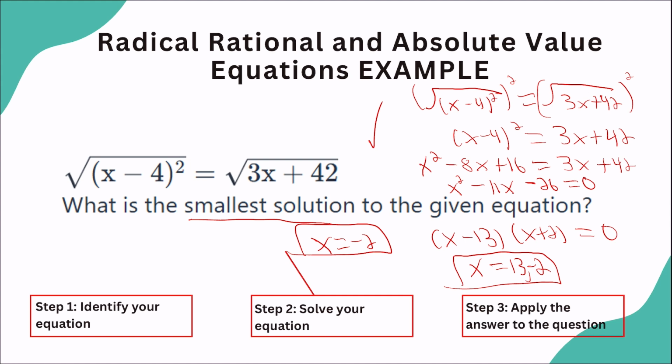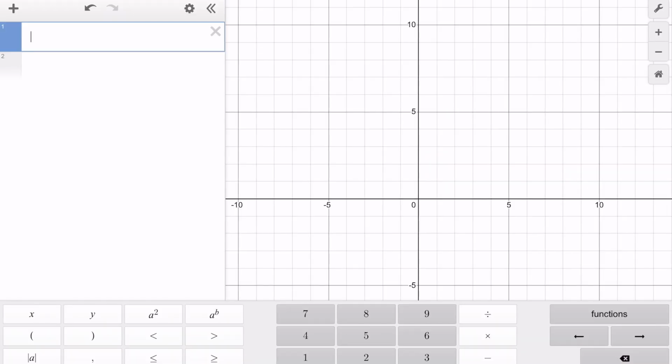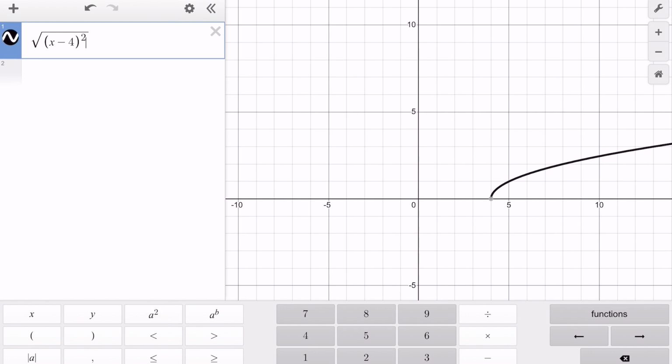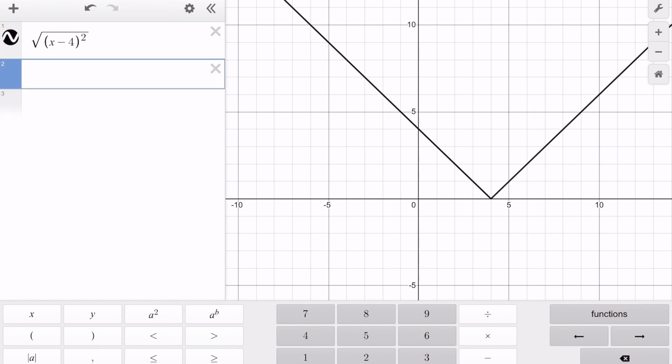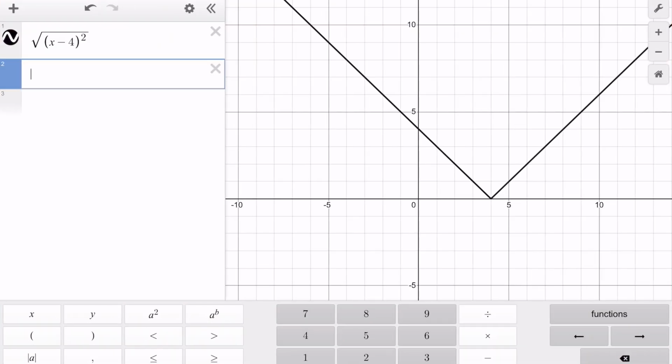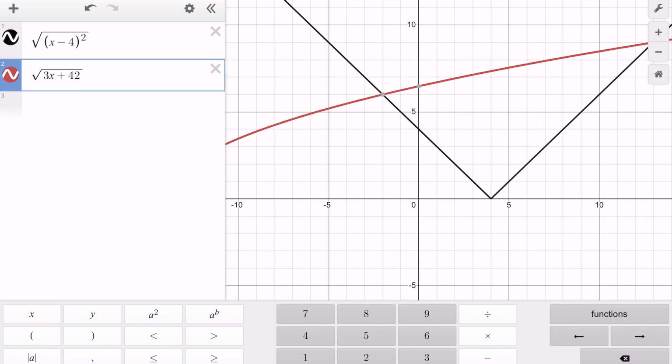So now that we're in Desmos, I'm going to write each side of our equation as their own equation. So for the top one, square root of x minus 4, and then that one's going to be squared. Then for our second equation, it's going to be square root of 3x plus 42. Okay, now we have them both graphed.